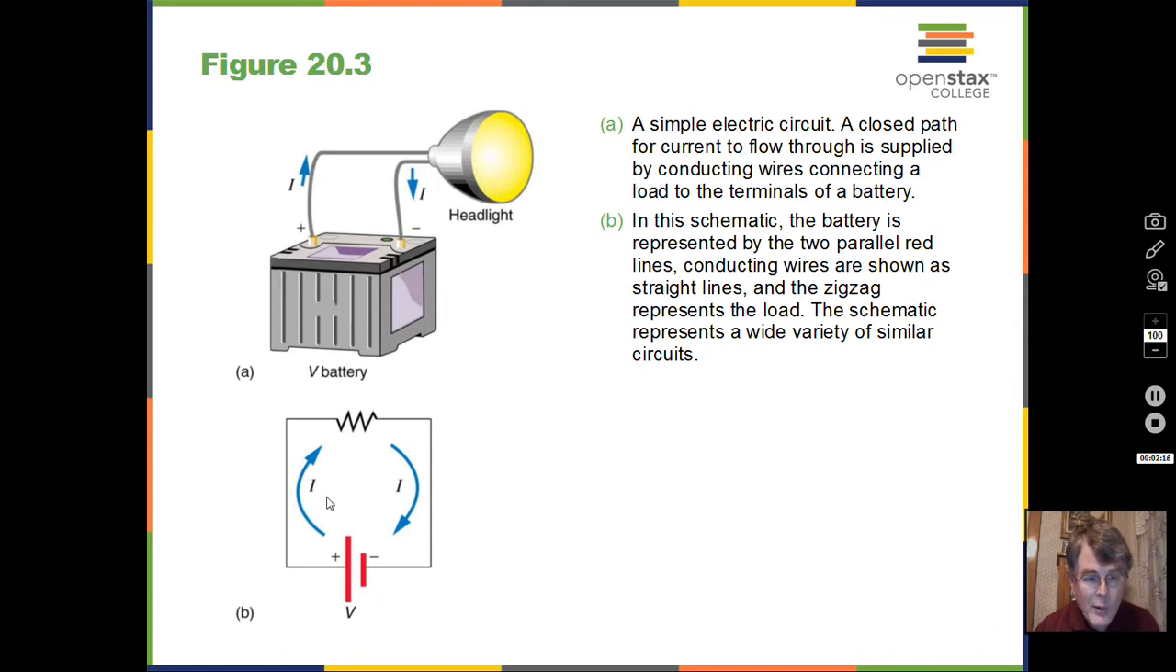In a circuit diagram, a schematic diagram, a battery consists of a long line and a short line that are parallel to each other. The long line is called the positive terminal, and this squiggly line is a symbol for a resistor, a device that resists the easy flow of charge through the wire. Now you'll notice here this current leaves the positive terminal and heads towards the negative. It is actually the electrons in the wire that are moving, and they leave the negative terminal and head towards the positive.